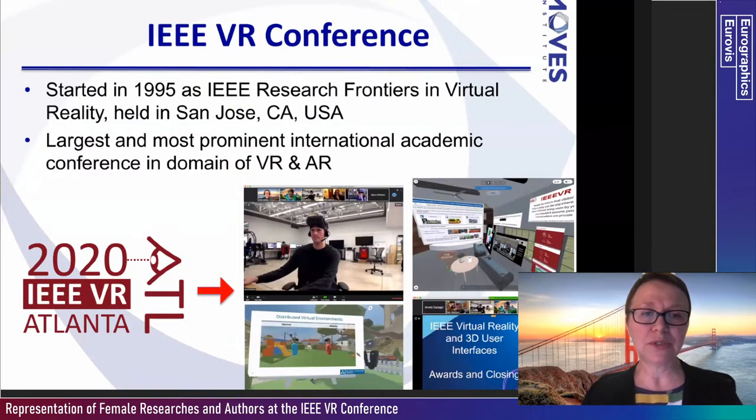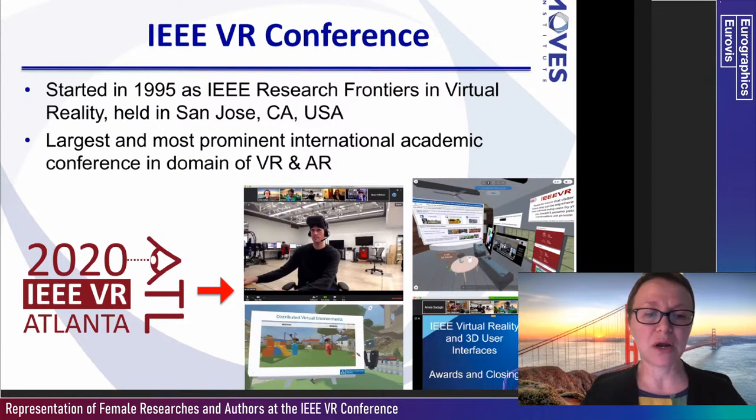So today I wanted to talk about the IEEE VR conference and have a peek on one topic of diversity and review of many aspects that conference inevitably will bring. So a few notes on the conference. It started in 95 as Research Frontiers in Virtual Realities held in San Jose, California. And it is the largest, and I'll go out on a limb to say it's the most prominent international academic conference in the domain of virtual reality, augmented reality.